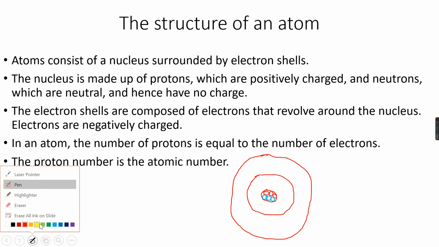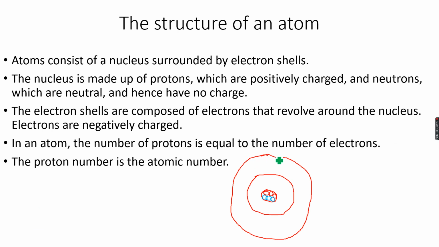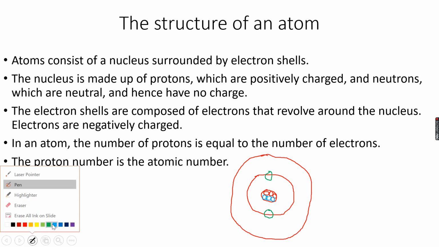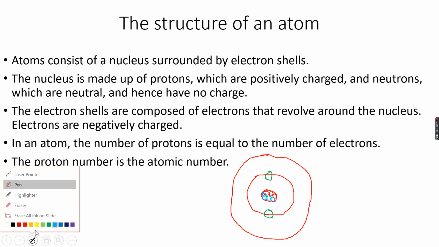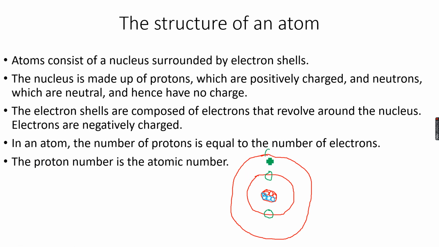So let's just use green to make electrons. So we'll have two over here. This is a lithium atom, a typical lithium atom. We have 3 protons, 3 electrons, and we should have 4 neutrons. Lithium has 4 neutrons. So let me just make another neutron over here. So lithium has 4 neutrons, 3 protons, and 3 electrons. So I'll make another over here.